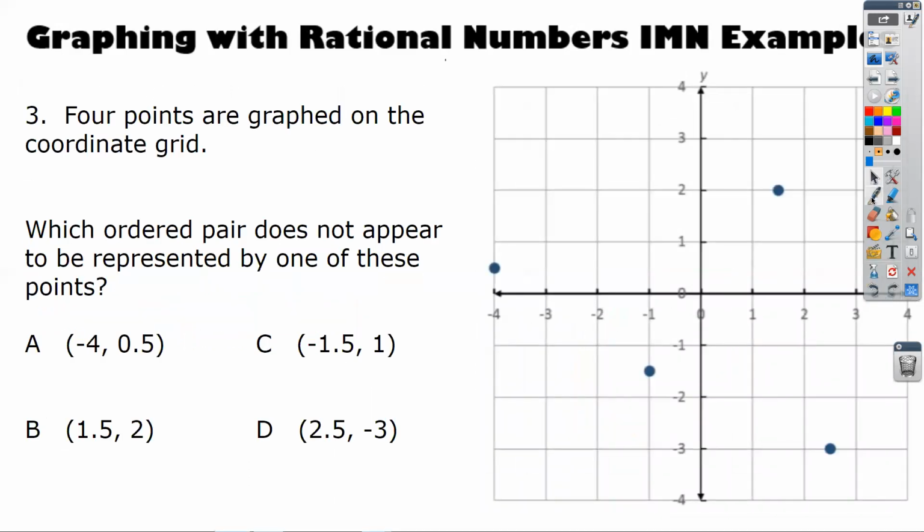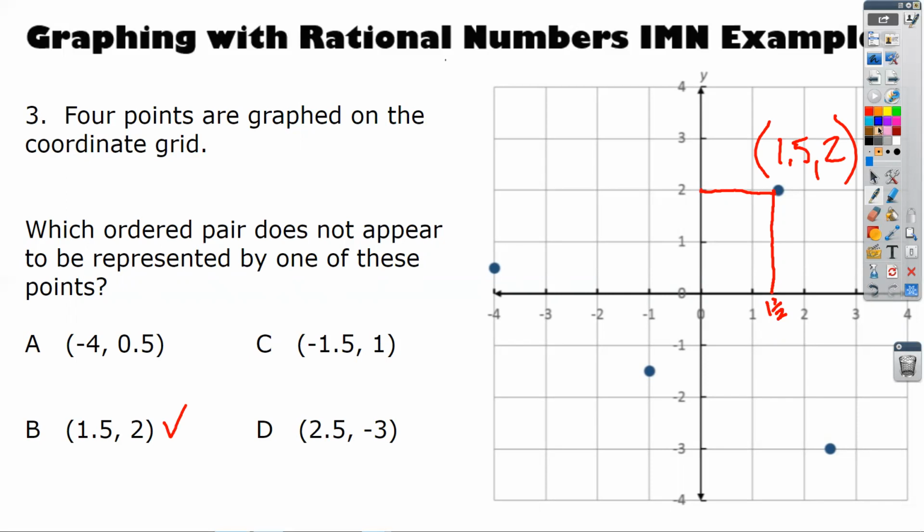All right, number 3 says 4 points are graphed on the grid. Which ordered pair does not appear to be represented by one of these points? So what I would do is look at the points on the graph. Take your marker and draw a line. X is at 1 1/2, or in this case, it looks like it would be 0.5, and y is at 2. So 1.5, 2, 1.5, 2.